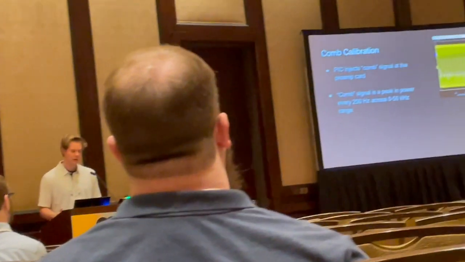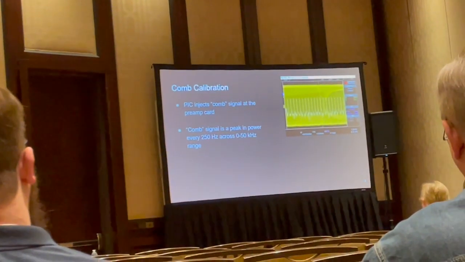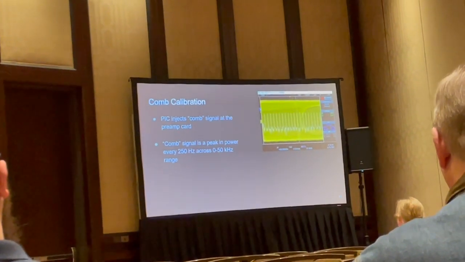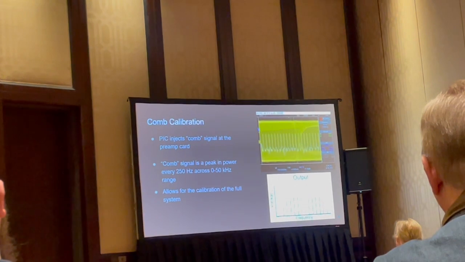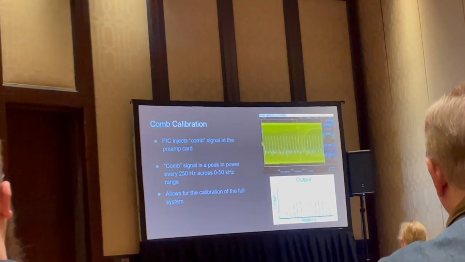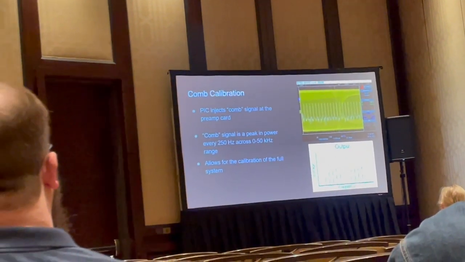So speaking a little on that calibration that we're using the PIC microcontroller, and that's injecting a calibration signal at the start of the preamp card, which runs all the way through to our computer, and then we can output it. And we're using a signal that's peaking in power every 250 hertz across a 0 to 50 kilohertz range. And this gives us a nice output, which allows for the full calibration of the system.